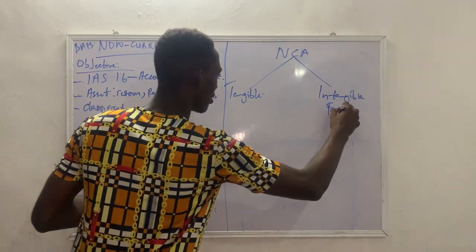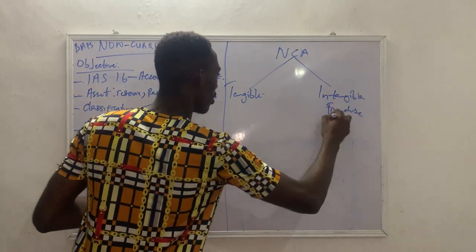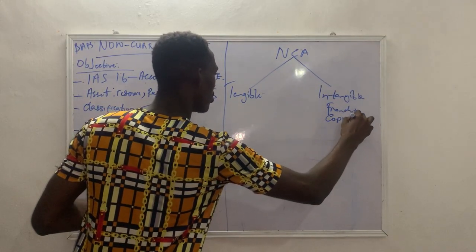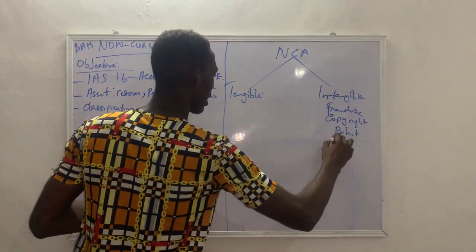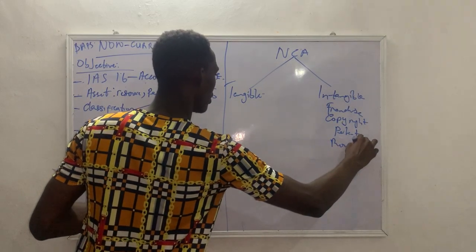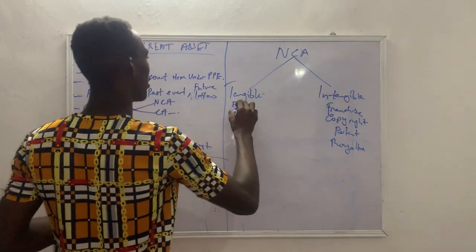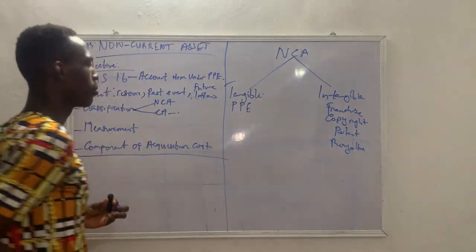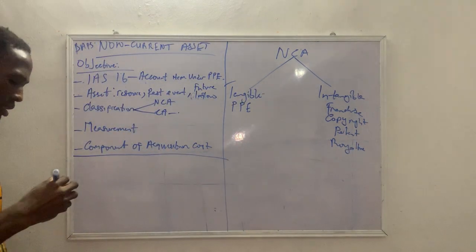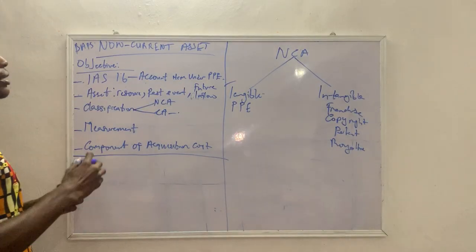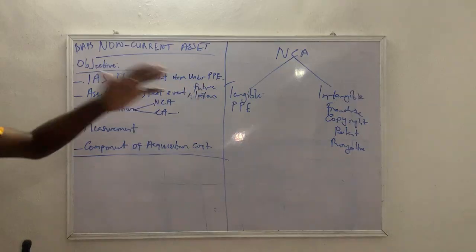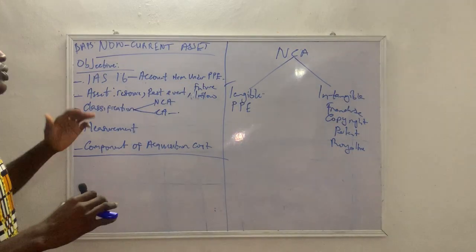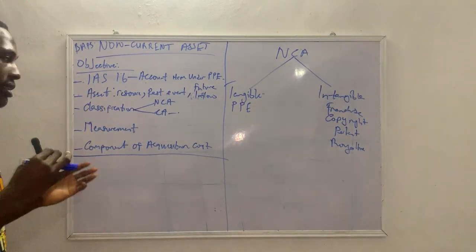Okay, let's say copyright, patent right. Sometimes we have some royalties. Here we have our, let's just say our PPE, property, plant and equipment. So that's what our tangible non-current asset is talking about. Yeah, so these are basically what you need to understand on our non-current assets.